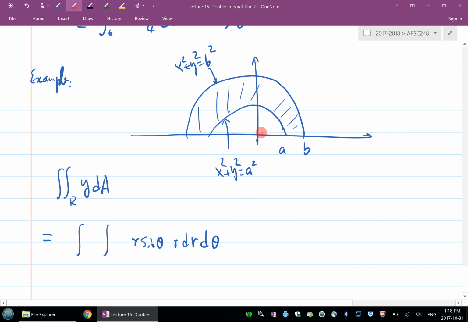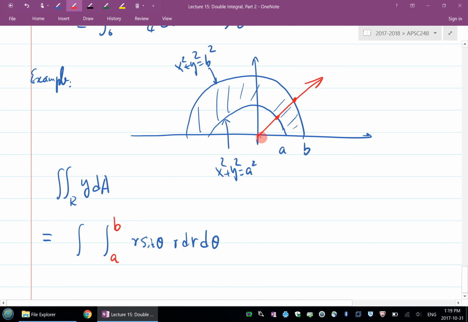To figure out the limits, starting from the origin, you draw a radiating line out of the origin. First contact gives you R min. Second contact gives you the R max. First contact is on the inner circle. Second contact is always on the outer circle. So the R min is a, R max is b.